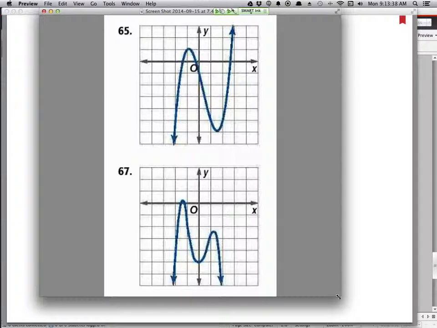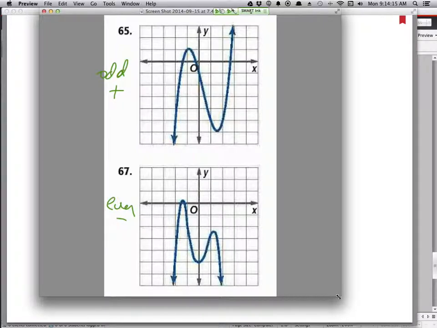So on 65, the first thing I want you to figure out is, is your biggest exponent even or odd? My biggest exponent is odd, and is the coefficient of the biggest exponent positive or negative? It is positive. How do I know it's positive? The right side's going up. Very good. Kurt, what about 67? Is it even or odd? It's even. Biggest exponent is even, and is the coefficient positive or negative? Coefficient is negative because both ends are going down.